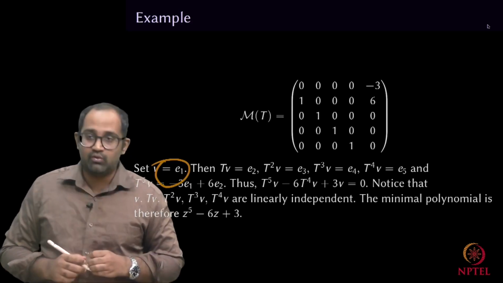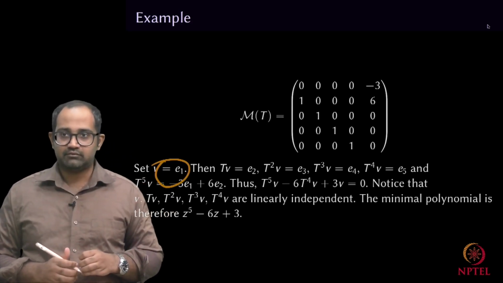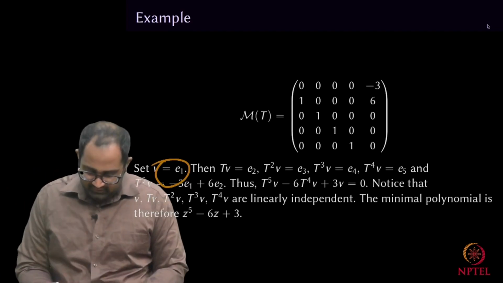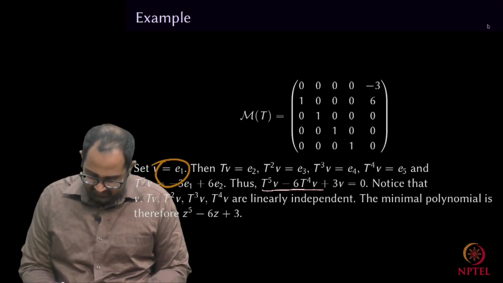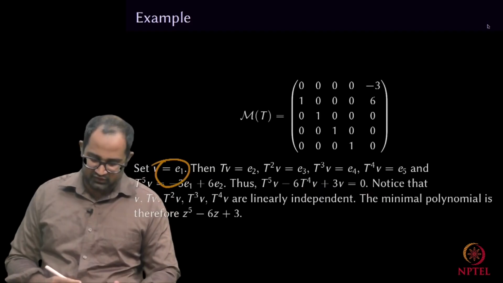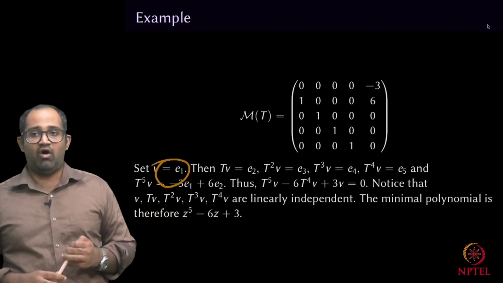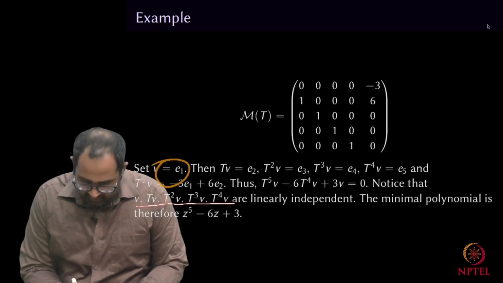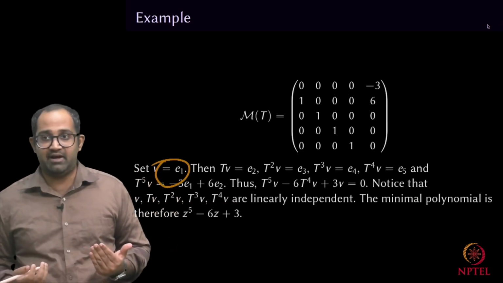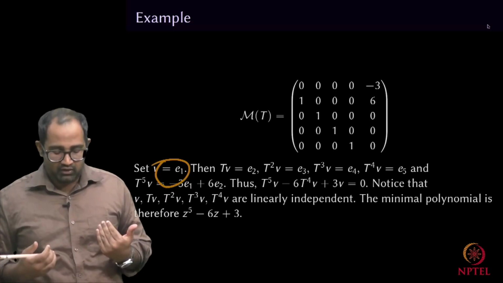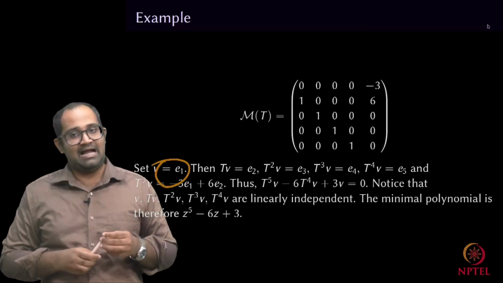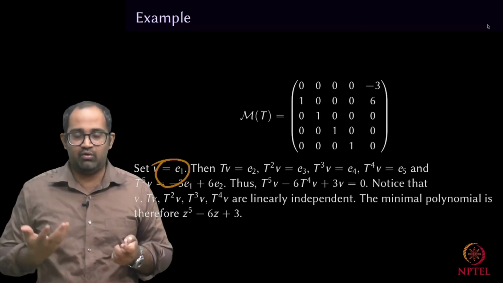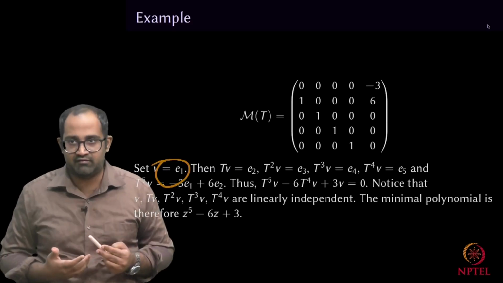Looking at this for some time, you will be able to conclude that t^5 v - 6 t v + 3 v = 0. Notice that v, tv, t^2 v, t^3 v, t^4 v are linearly independent, and therefore no linear combination of the previous list is going to vanish.